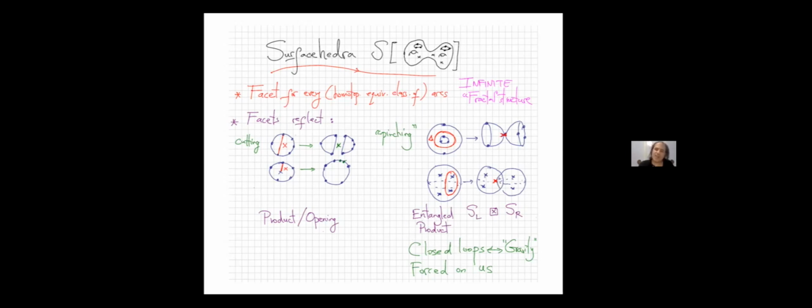These closed loops, as has been said a few times, have many of the features that you would associate with, quote unquote, gravity, and they're forced on us. There is no way we could talk about these polytopes naturally without thinking about it.